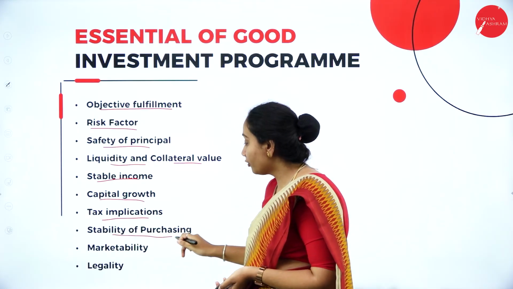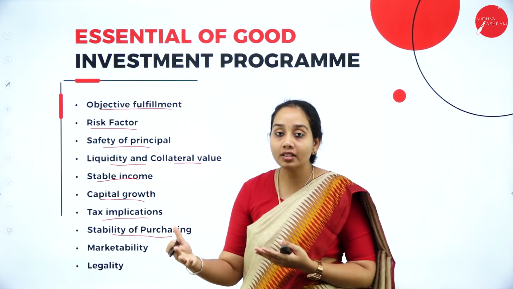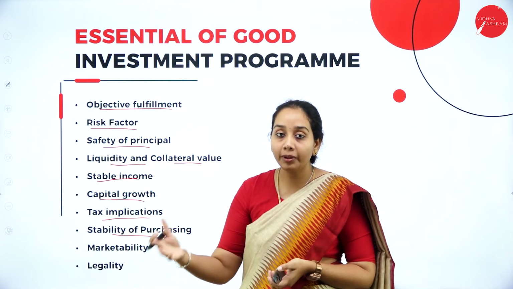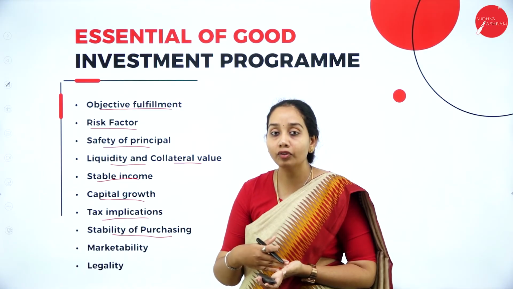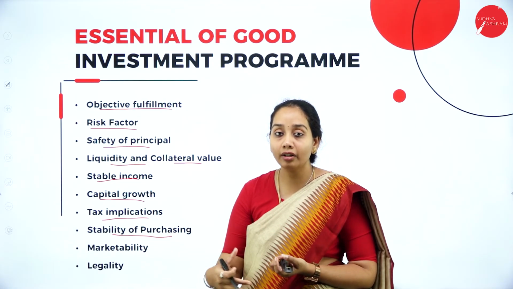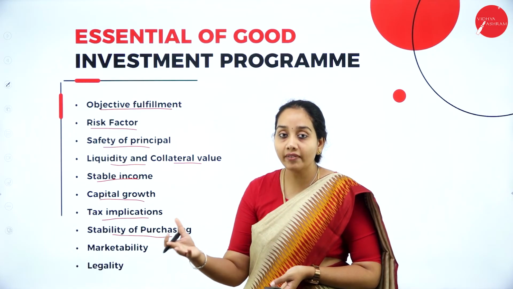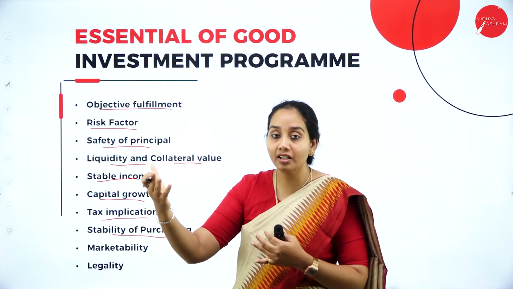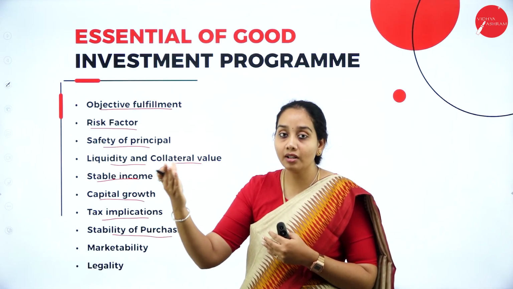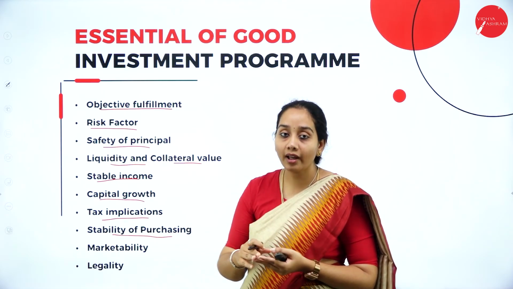Next is stability of purchasing. It gives you more stability to purchase different kinds of items after a period of time. Say, for example, you have 1 lakh right now, but after 5 years, you have got 6 to 7 lakhs in return for the 1 lakh you invested. Now with the 6 to 7 lakhs, your purchasing power has increased, your financial status has increased. So with the help of investments, stable growth will happen.